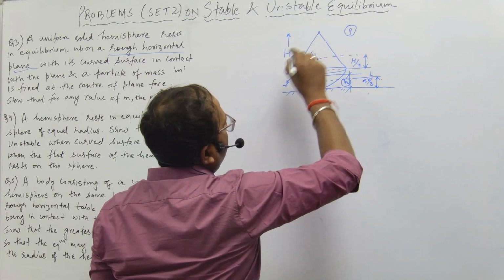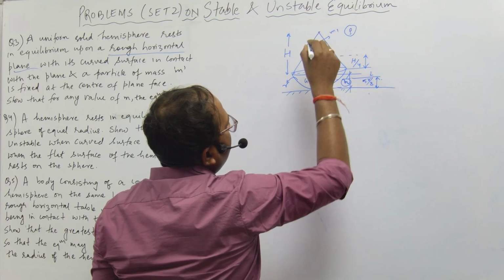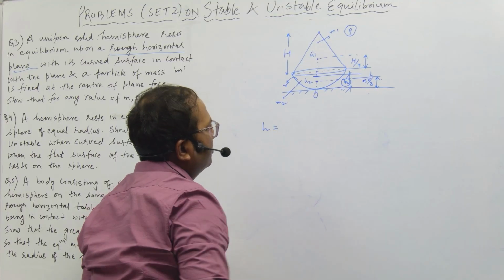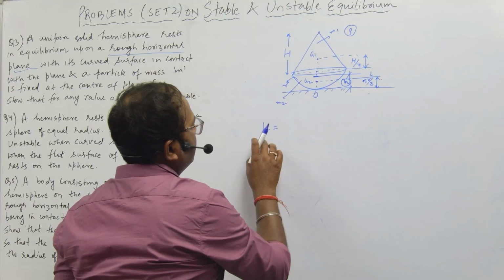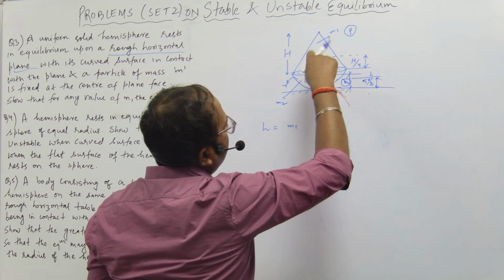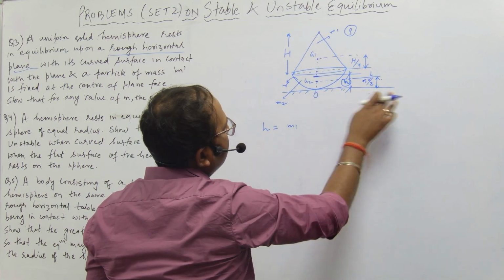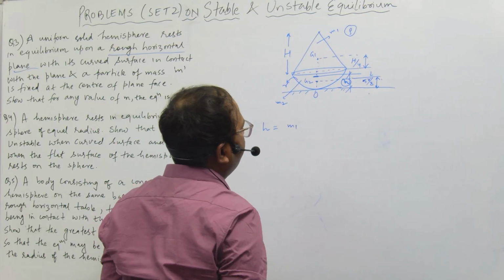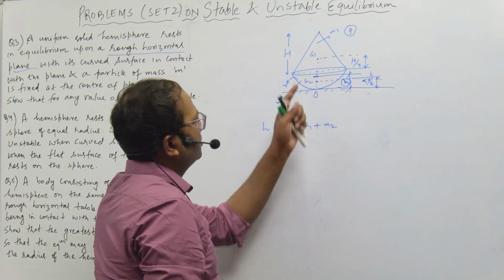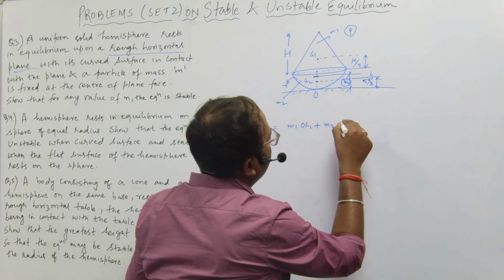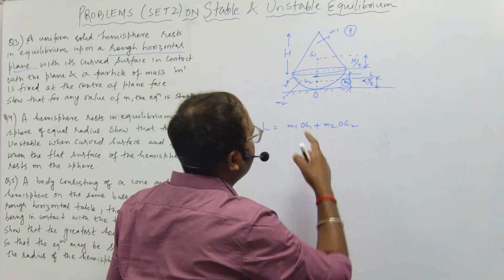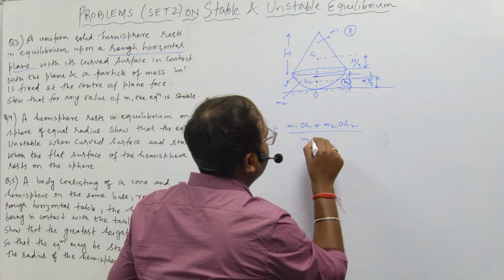Let us take the mass of this cone as m1 and the mass of this hemisphere as m2. So we have the value of h, the center of gravity of this combined system. So h is equal to m1 into OG1, that is the distance of the center of gravity of the cone from this surface, the surface of the table, plus m2, the mass of this hemisphere, into OG2, the distance of the center of gravity of this hemisphere from this surface, upon m1 plus m2.